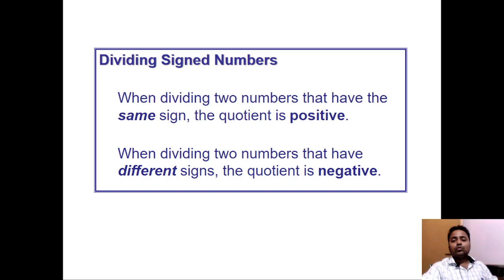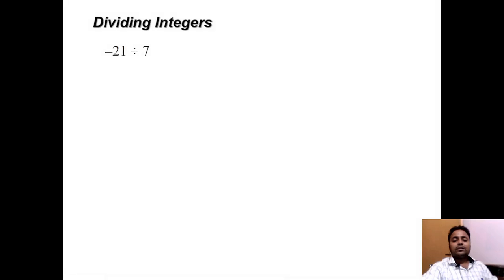When dividing two numbers that have the same sign, the quotient is positive. When dividing two numbers that have different signs, the quotient is negative. Dividing integers, minus 21 by 7, the signs are different, so the answer will be negative. Because we are dividing 21 by 7, the result will be minus 3. The result will always be negative.